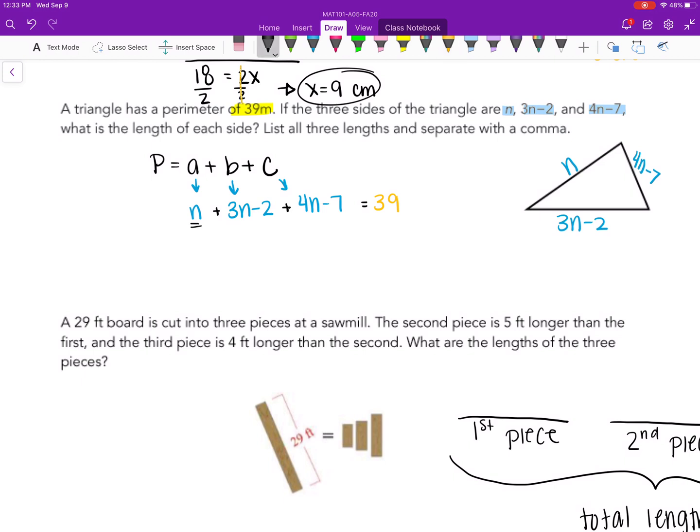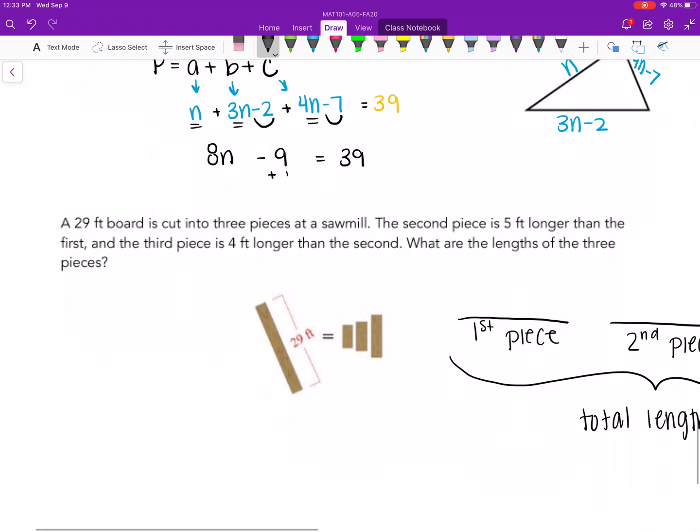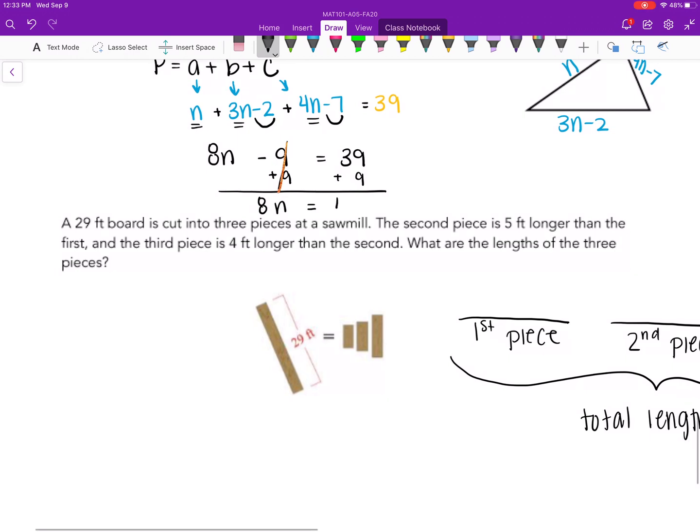So I'm going to add up all my like terms. I've got n, 3n, and 4n, so that's going to give me 8n. And then negative 2 and negative 7 is going to give me negative 9 equals 39. So I'm going to solve. Add 9 to both sides, add 9. Those are going to cancel. And I'm going to be left with 8n equals 48.